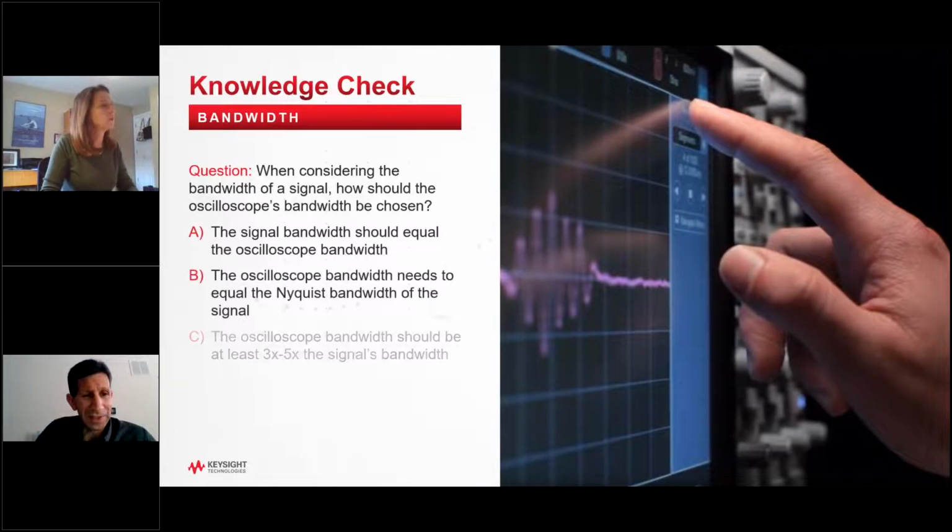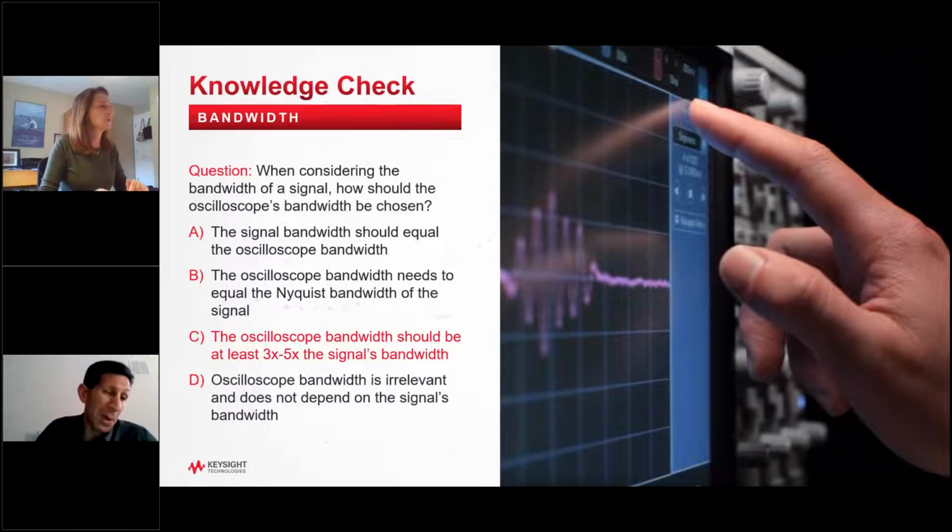So quick question, you don't have to answer this, but how should this scope's bandwidth be chosen? Equal to the signal bandwidth, Nyquist bandwidth, which would be 2x, 3 to 5x, or the bandwidth is irrelevant. And I cheated and showed the answer first. It's C, again, 3 to 5x the signal bandwidth.